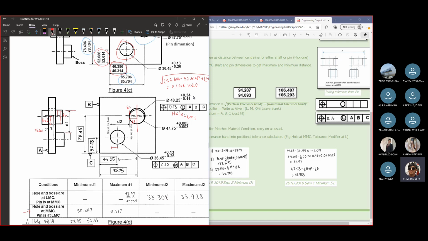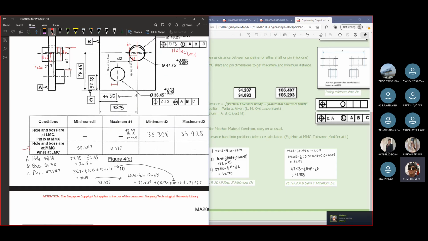Tolerance band stands for the upper minus the lower limit of the hole. In this case, the upper limit is 0.34, the lower limit is 0.11. So the tolerance band will be 0.45. Do you understand that portion? Yep, understood. This is just a formula that makes it easier for you to calculate.